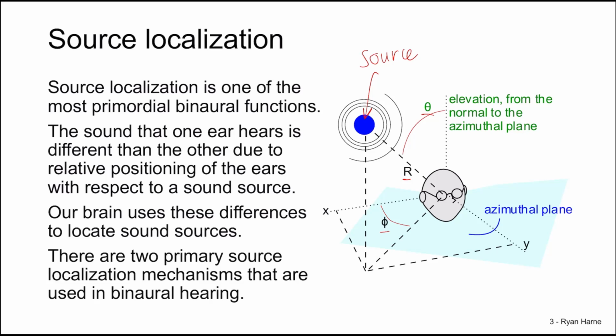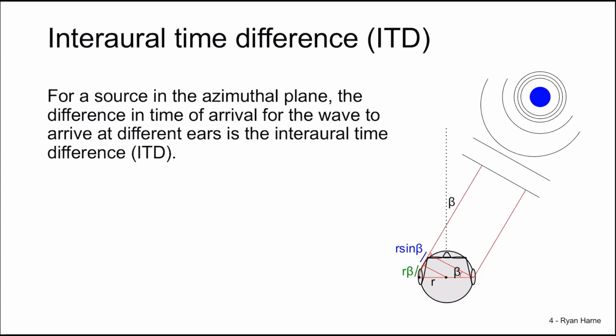There are two primary source localization mechanisms that thus result in binaural hearing. The first is interaural time difference. So for a source in the azimuthal plane, the difference in time of arrival for the wave to arrive at the different ears is the interaural time difference, the ITD. So we have here in the schematic on the right, beta, which is an angle of arrival for the incident wave that we're trying to localize.